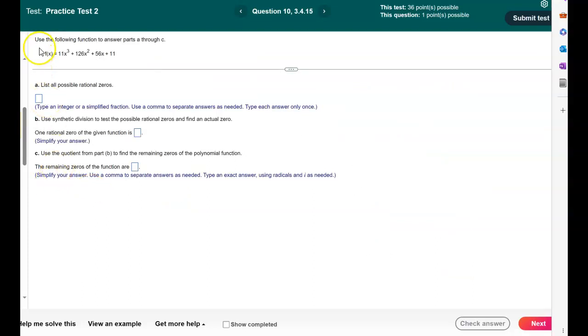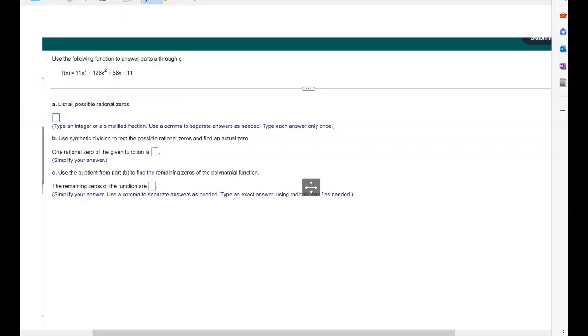For the next question, it says here, use the following function to answer parts A through C. First, you are to list all possible rational zeros. Okay, so to list all possible rational zeros, we have the P over Q form, if you remember that in your notes. So the P are the factors of the constant here, 11, and the Q are all the possible factors of the leading coefficient here. So how do you do that? You write first all your P's. Your P's will be the possible factors of 11, which is only 1 and 11.